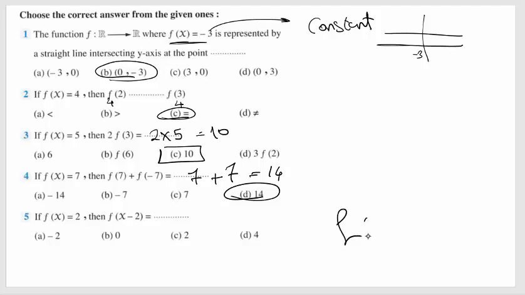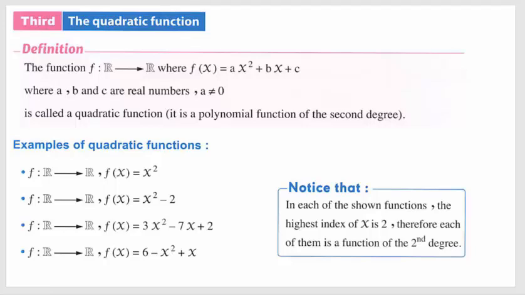If you are asking me for f of 500, it will be constant at the value 2. If you are asking me about f of x minus 2, it will also be 2, because it's a constant function. The third kind of functions we are moving to is the quadratic function. The word quadratic function means that it's a second degree function.